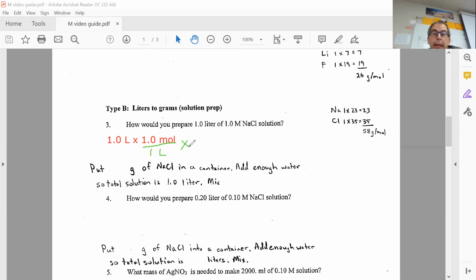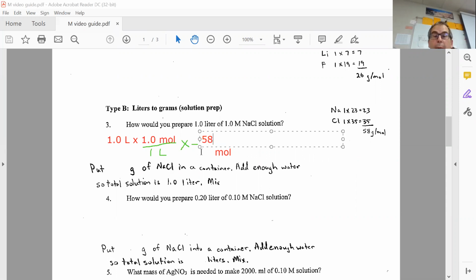Okay, so that's getting me to moles. And then I said I was going to multiply that by the molar mass, which would be what? Moles on the bottom and grams on top. Now, what's the molar mass of NaCl? Oh, magically done over here. 23 and 35, it's 58. And it is 58 grams in a mole.